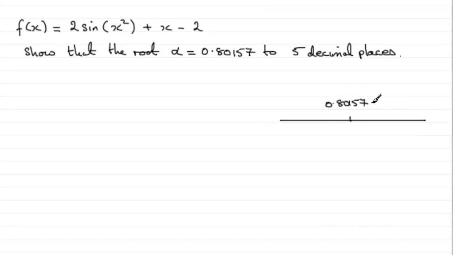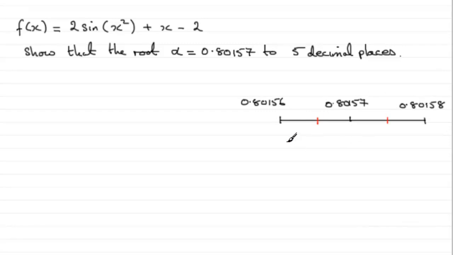And if we're giving this to 5 decimal places, the number before it would have been 0.80156, and the one after it would have been 0.80158. So if we are to decide if this root is equal to 0.80157 to 5 decimal places, then it means that there must be a change of sign in this interval, going from the midpoint of these two values and the midpoint of these two values.